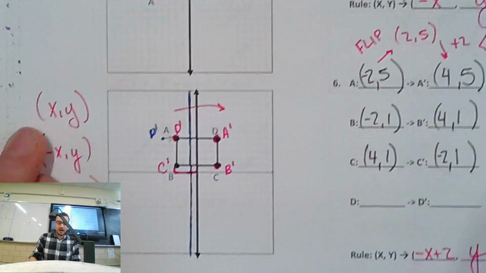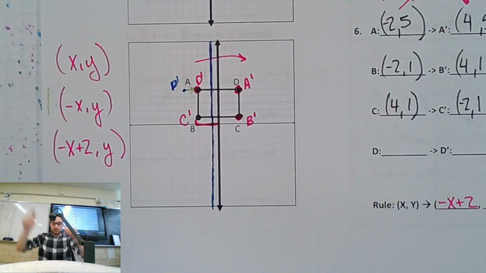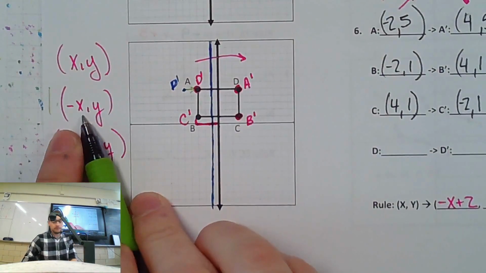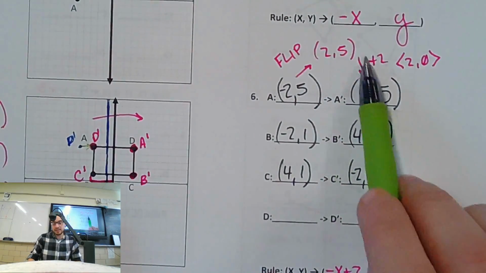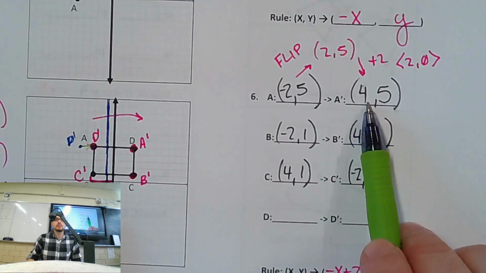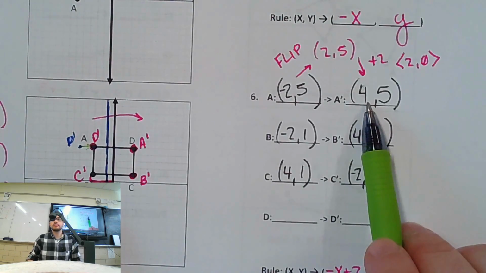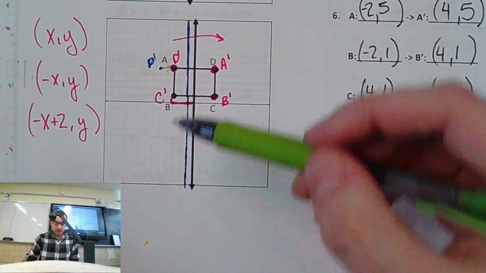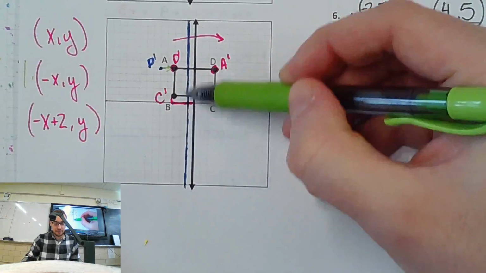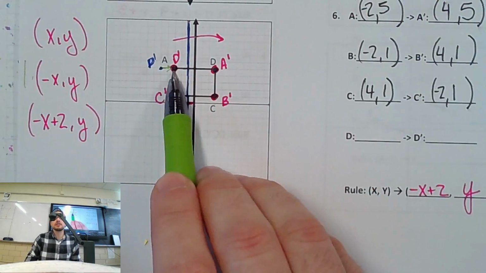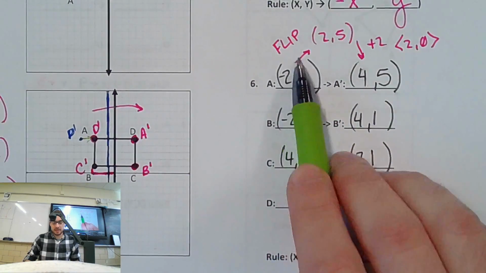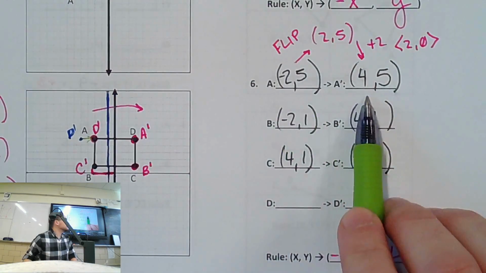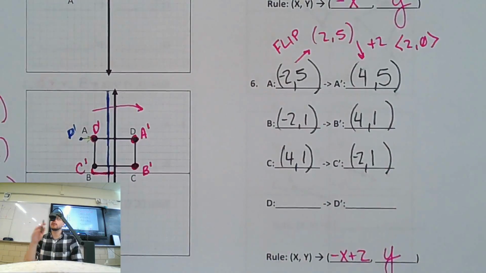So how did I figure it out? Well, I know I'm doing a horizontal flip, so I'm going to change the x, right? And then I ask myself, after I change the x, what do I need to get here? Well, I need to add 2. That's how I figured out the rule. You could also do what I did and say, I'm just going to flip it over this guy, and then I'm going to adjust for where it needs to be. Flip it over this guy, and then add 2. Same thing.